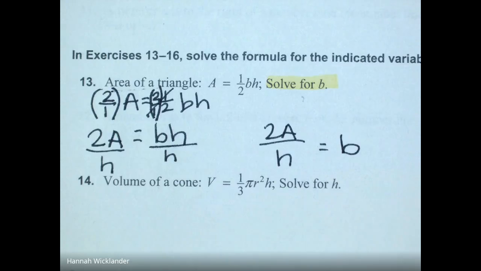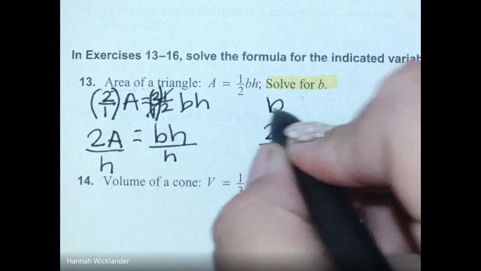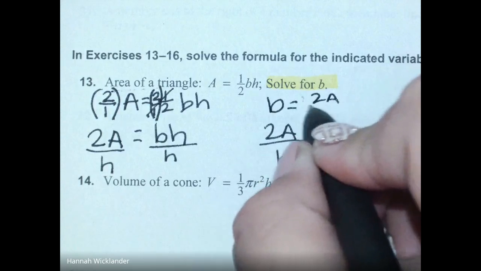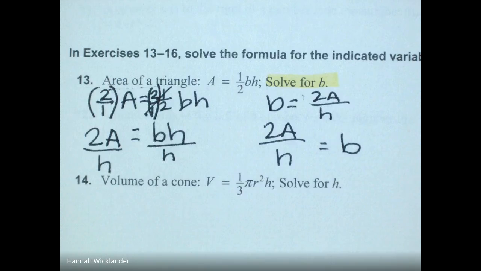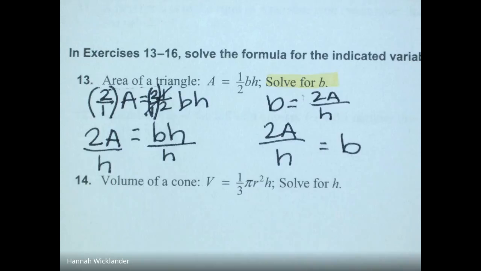And then if you want to rewrite it to look prettier, you can do B equals 2A divided by H, just kind of moving it around if you want to see it in B equals form. So does that make a little bit of sense? Anybody completely lost and need me to do it again? Or are you guys kind of following? I'm following. Okay, thank you, Ev.